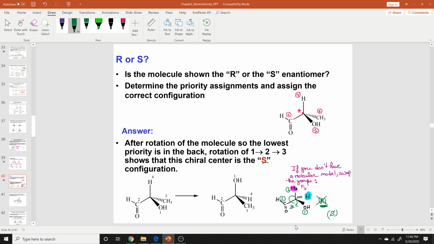You can get this result either by the swapping method, if you don't have your molecular model handy, or if you had your molecular model, it's so easy. You simply locate one axis and rotate around that axis so that this hydrogen is behind. And when the hydrogen is behind, you go 1, 2, and 3, and that is going to be counterclockwise. This is an S configuration.